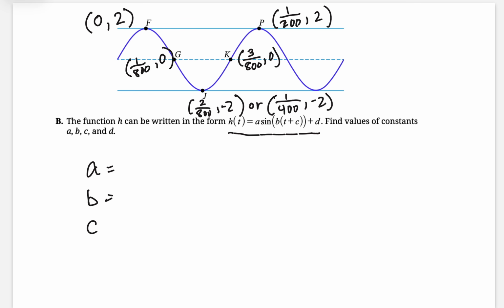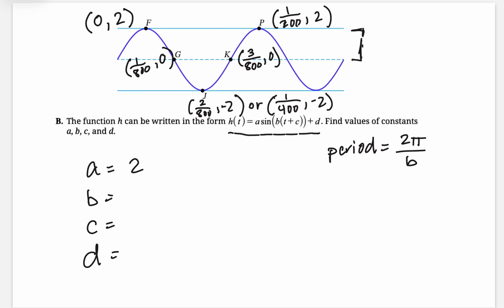A, B, C, D. Okay, so starting with A. A is our amplitude. So we know that from our resting position to our highest point, or our resting position to the lowest point, is going to give me an amplitude of A value of 2. Okay. B, we know that the period is equal to 2 pi divided by B.